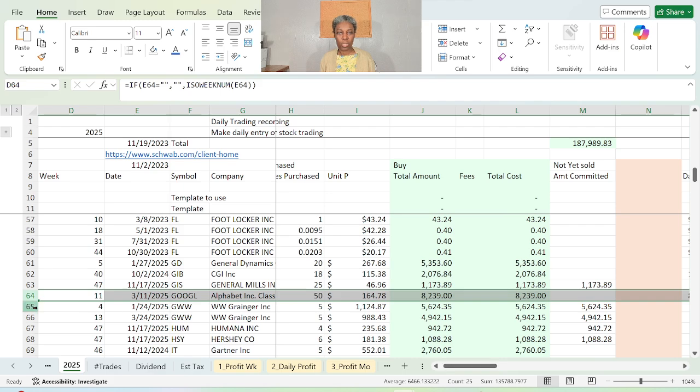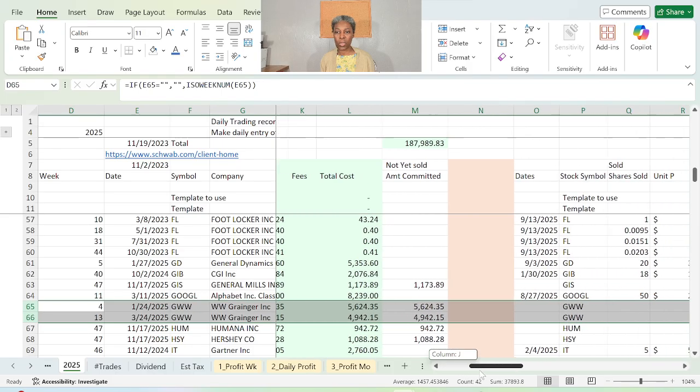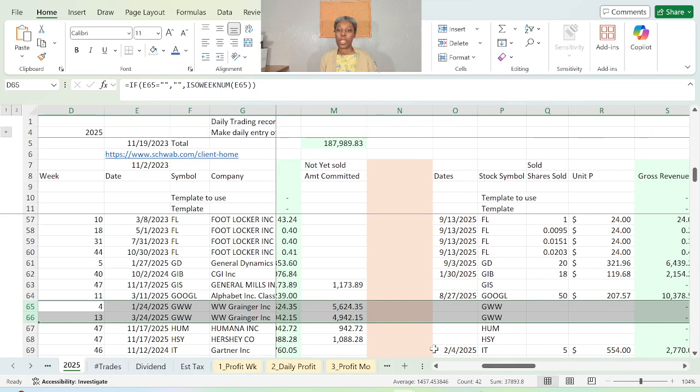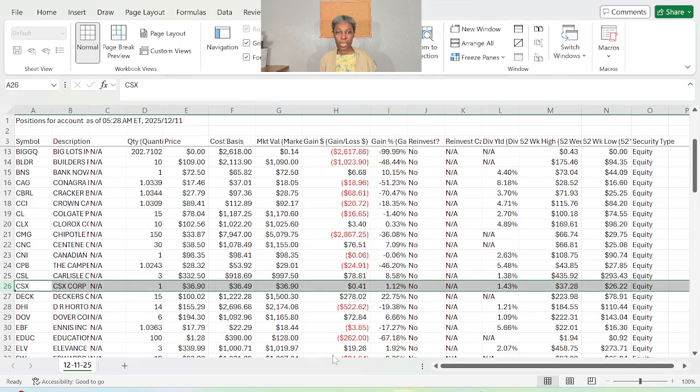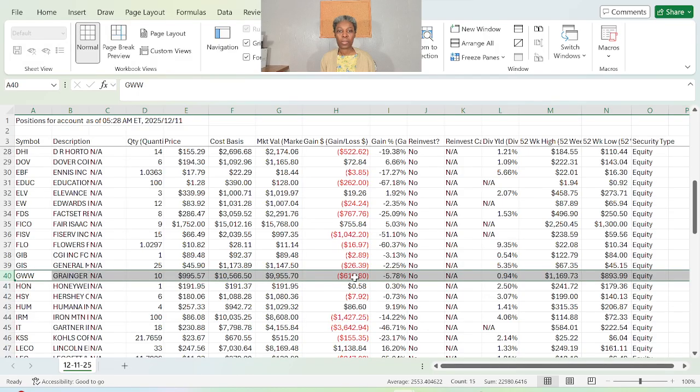Another one was GWW. We purchased it twice, in January and in March. You can see the price was over 1,000 per share for the first one and 988 for the second, and we have not sold any yet. We just like to let them be until they become positive. And we can see here where GWW is. Yeah, we are negative in it for the time being, and that will combine both shares for us.